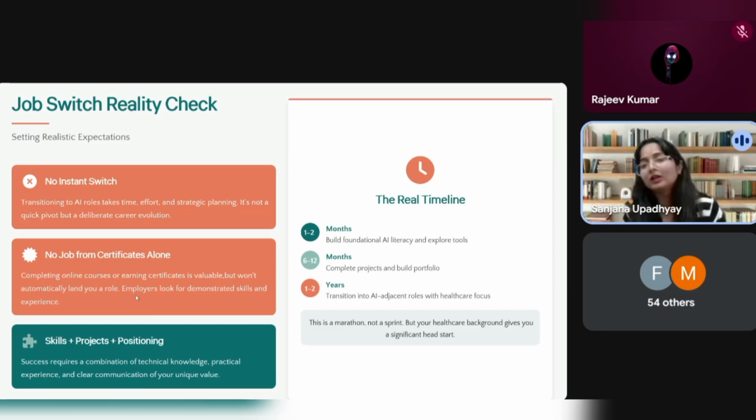If you think that you will get some certificates and then get jobs, that is also not true. You should actually search for jobs and do that grind, and only then will you land where you actually want to be. You should have skills, projects, and position yourself correctly on LinkedIn and in front of your interviewer who is going to take you. So this is a timeline which you should expect.